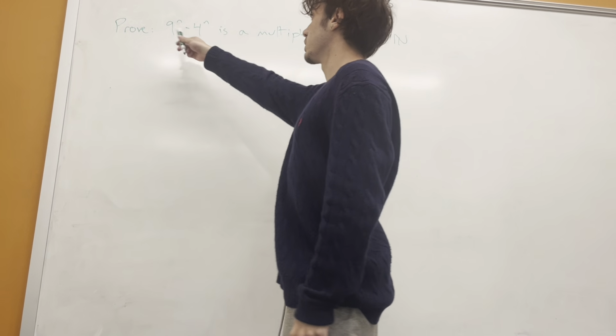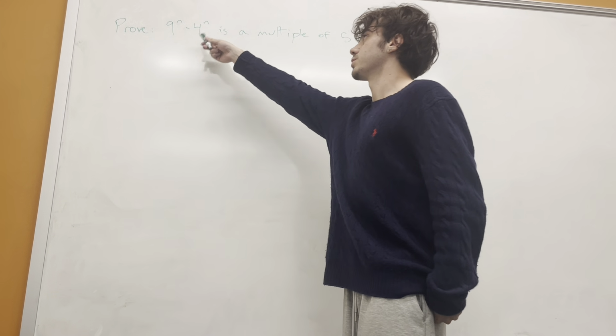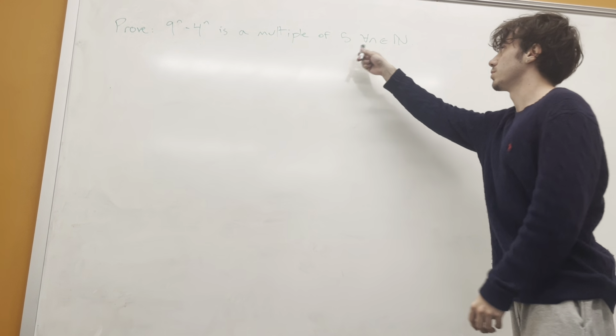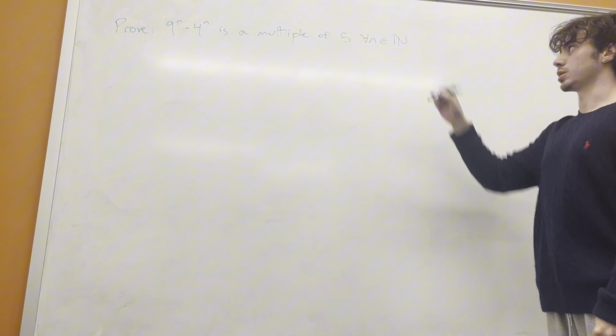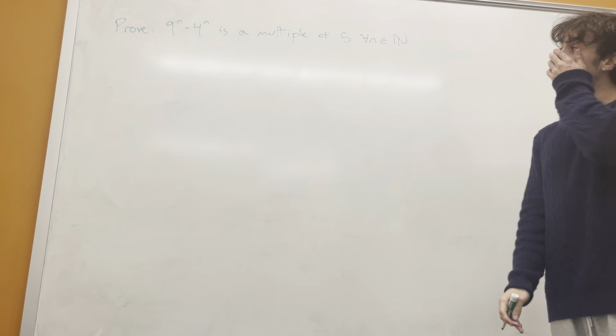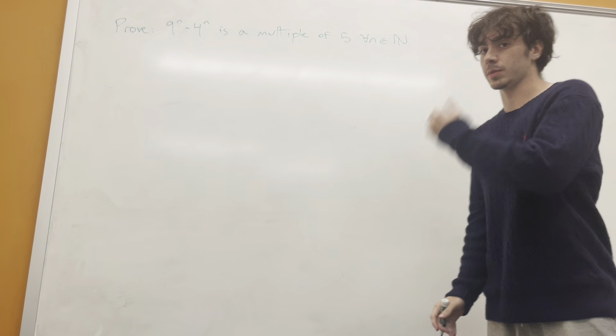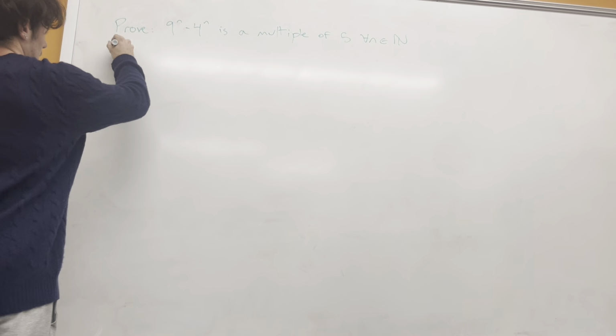Right, so we're going to be proving that 9 to the nth power minus 4 to the nth power is a multiple of 5 for all n in the natural numbers, so all the natural numbers. And we're going to be doing this by induction.